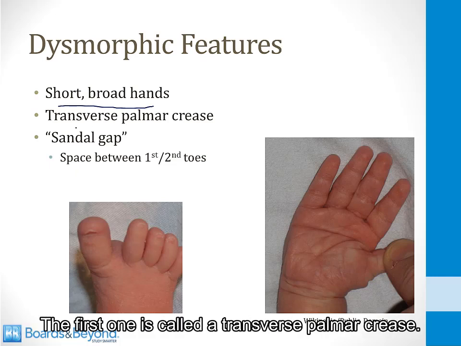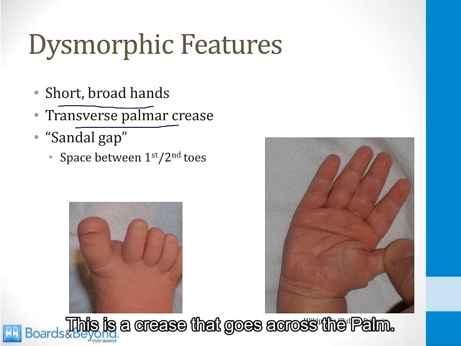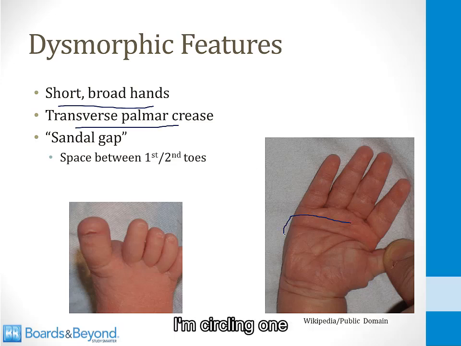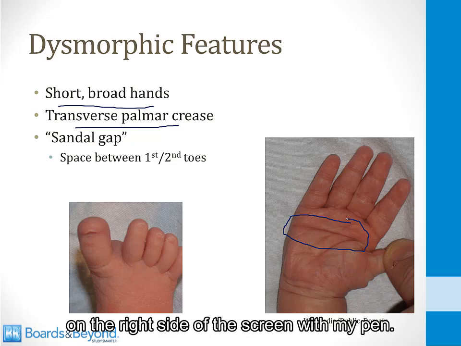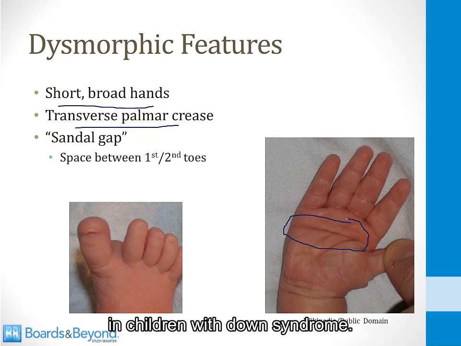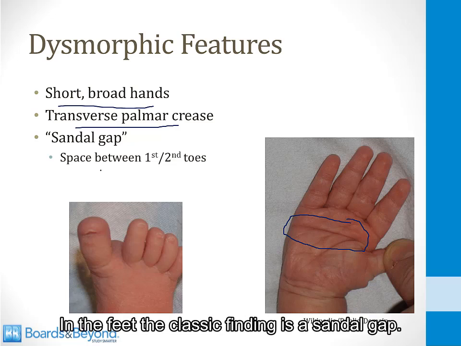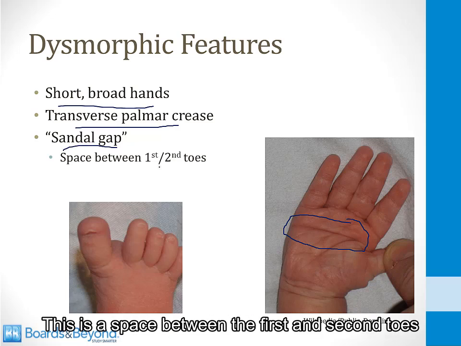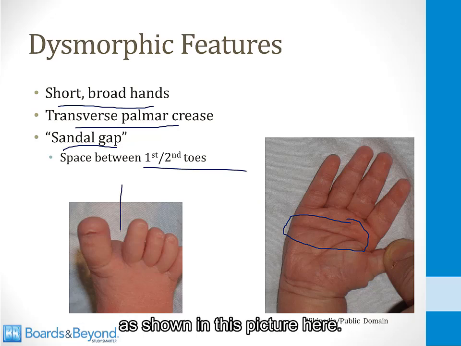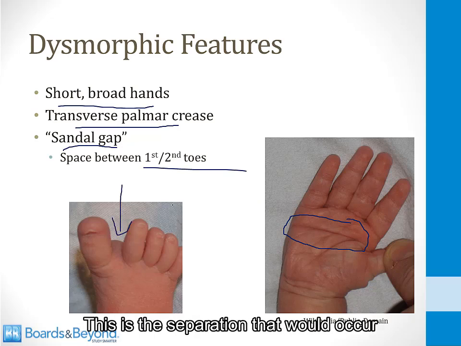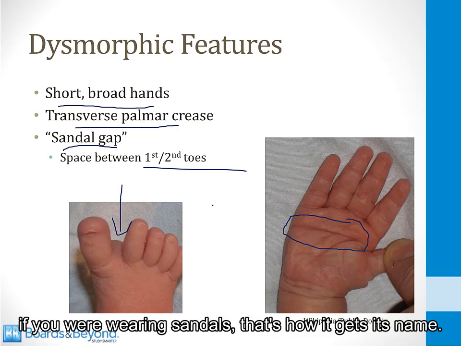The first one is called a transverse palmar crease. This is a crease that goes across the palm. I'm circling one on the right side of the screen with my pen. This is a classic finding in children with Down syndrome. In the feet, the classic finding is a sandal gap. This is a space between the first and second toes, as shown in this picture here. This is the separation that would occur if you were wearing sandals. That's how it gets its name.